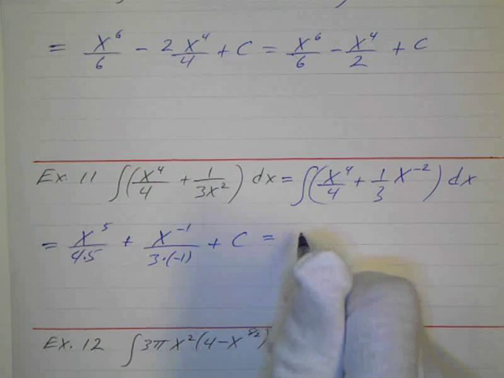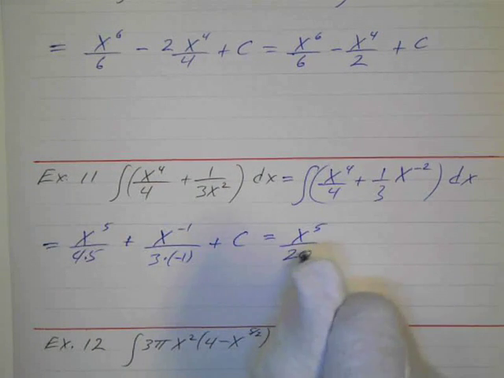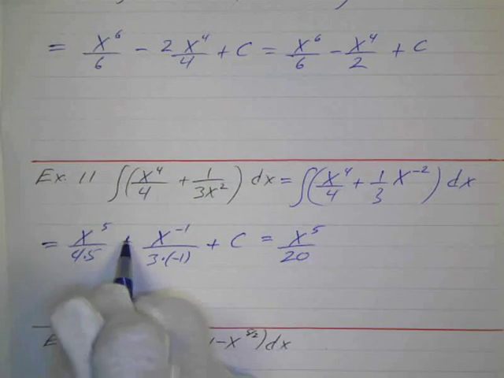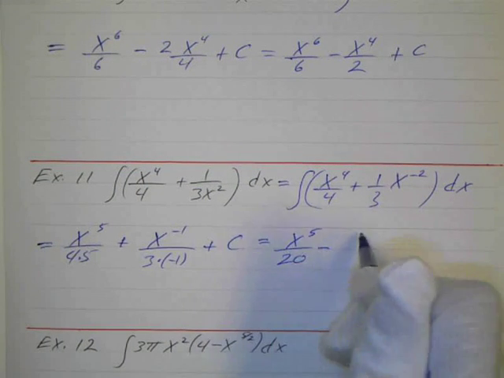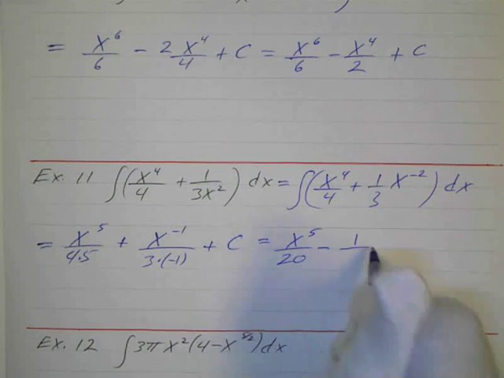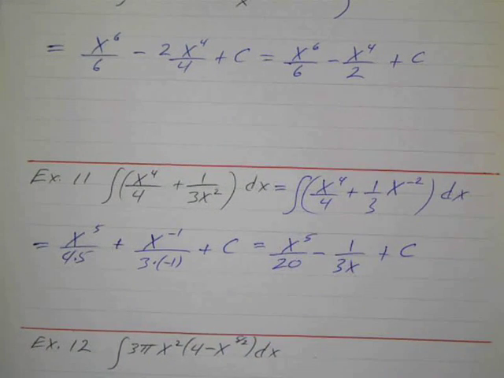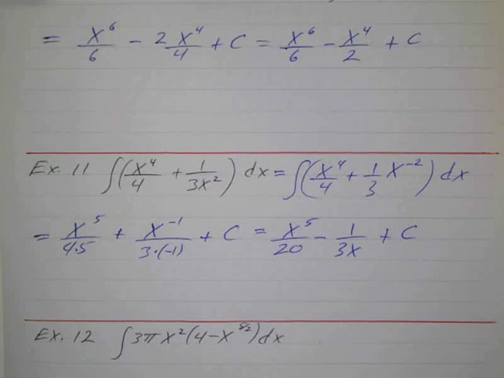and then it ends up being just x to the 5th over 20, and we have a positive times a negative, so we can make that just negative, and we can bring that x back down, so we can have 1 over 3x plus c, and that's all you have there. Okay.